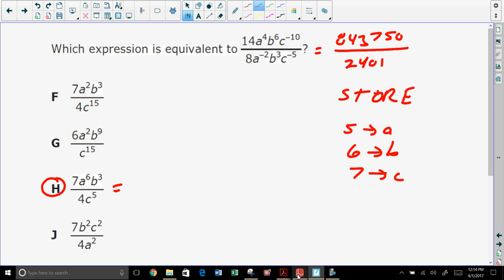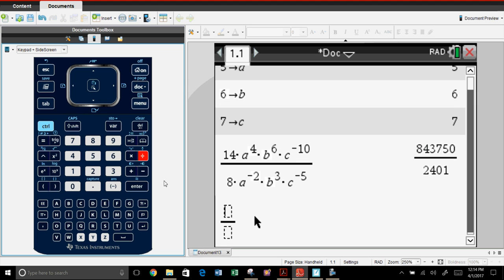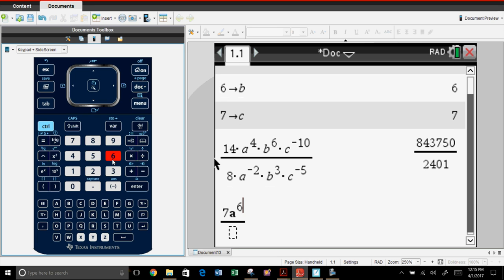So let's go back to our calculator and we're going to type in letter H. So first thing, since it's a fraction, control division, so we have our fraction bar, and now we start filling in on the top. So up on top I have 7a to the power of 6 times b to the power of 3. Let's double check that. 7a to the power of 6, b to the power of 3. Okay, looks good.